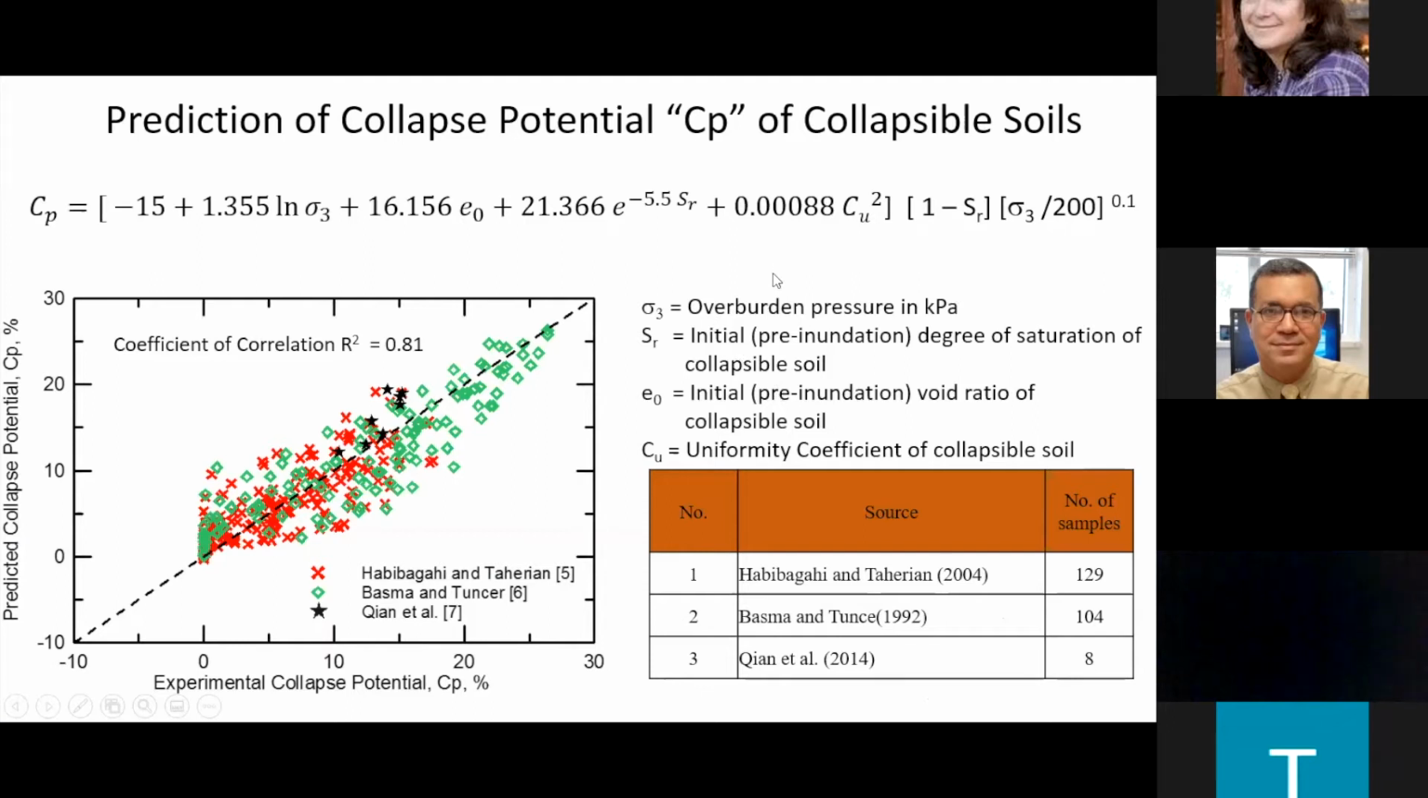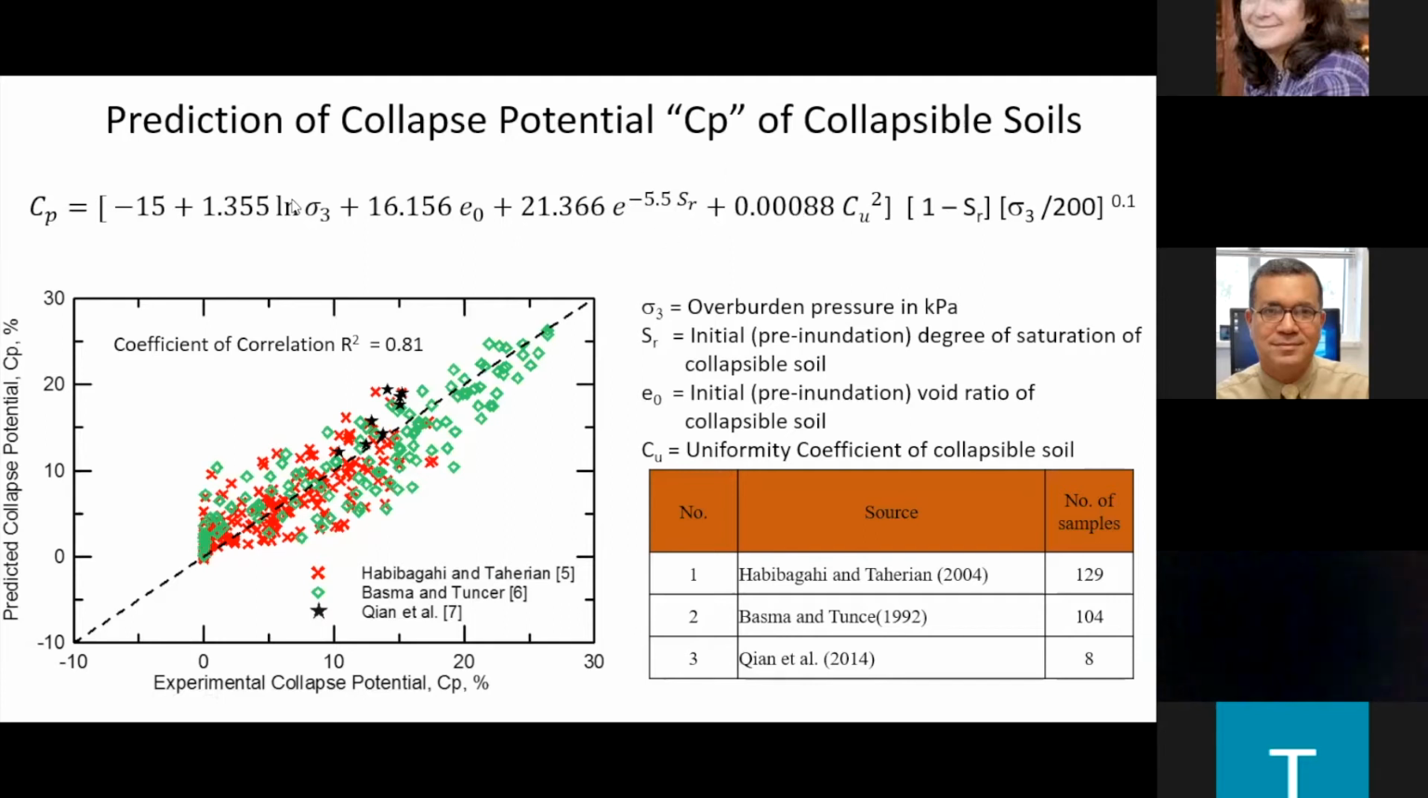We would like to assess the collapse potential of the soil when it is inundated. The only way to do something like this with different types of soil, random samples that we have, is to collect experimental data. And I would like to thank the other researchers who published their experimental data regarding the behavior of collapsible soil. And we developed an empirical formula. I'm going to explain it in just a moment.